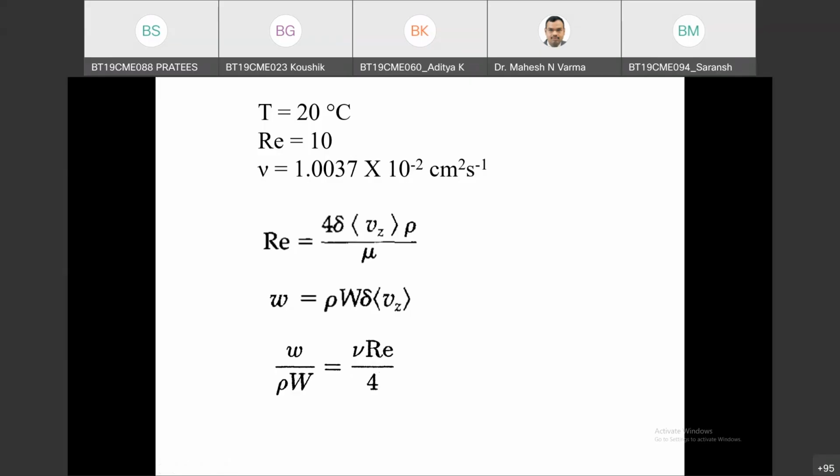Roll number 44, Narendra. Yes, sir. So what is the volumetric flow rate? I'll calculate and tell you.